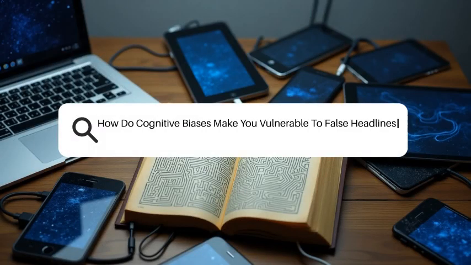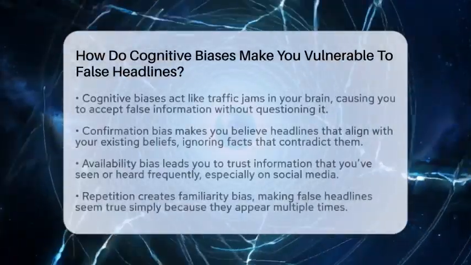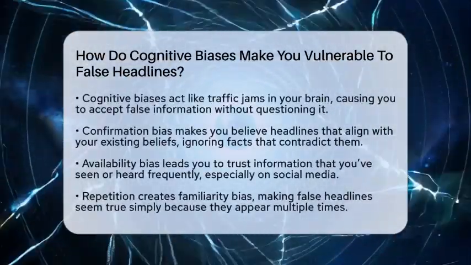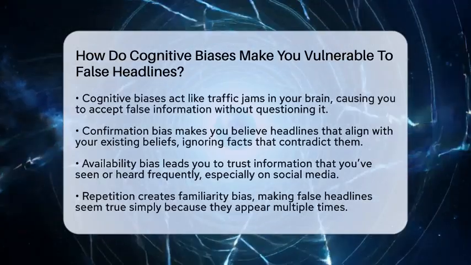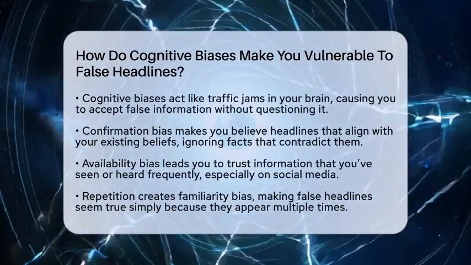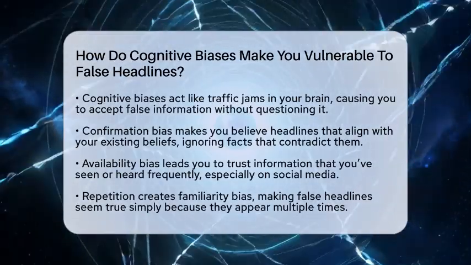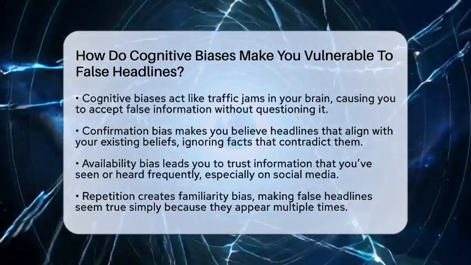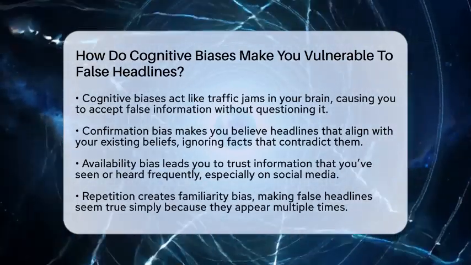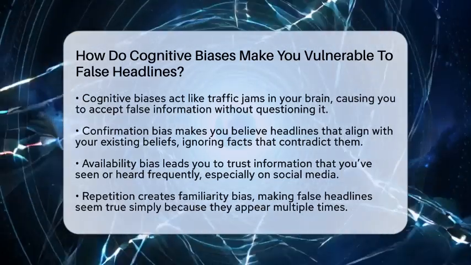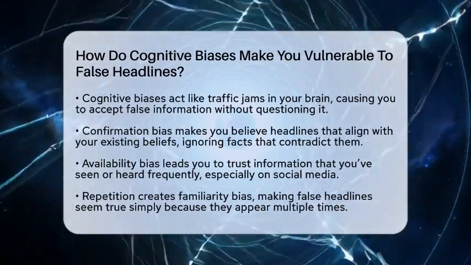How do cognitive biases make you vulnerable to false headlines? Imagine your brain is like a busy highway, with many cars rushing in different directions. Sometimes, these cars get stuck in traffic or take wrong turns without you realizing it. That's what cognitive biases do. They trick your mind into accepting false information without question.